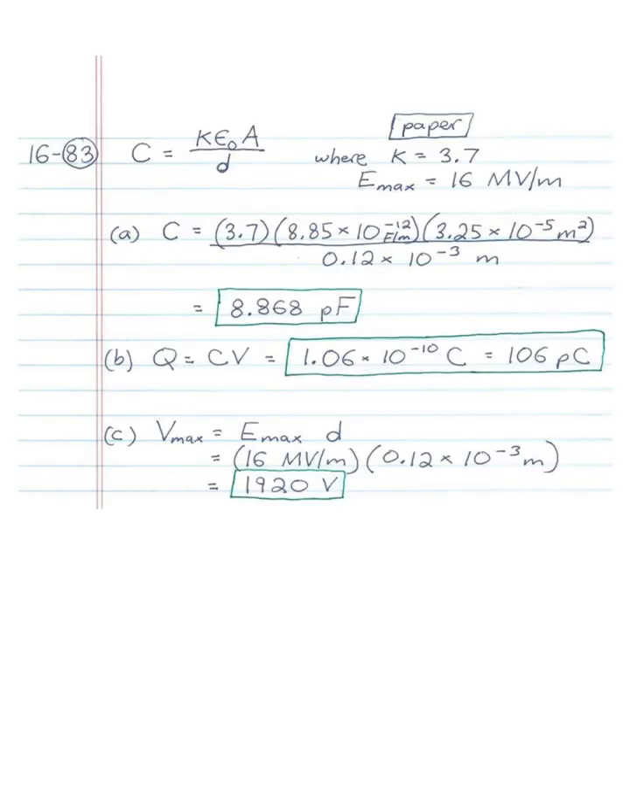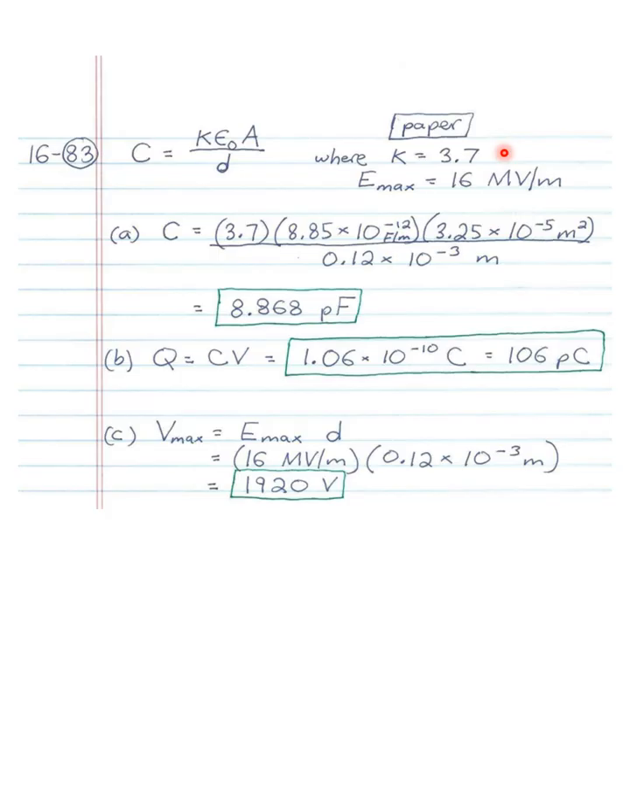Number 83, parallel plate capacitor. It gives the area, gives the distance. There's paper insulation between the plates, so find the capacitance, the charge on each plate when a potential difference of 12 volts is across the capacitor, and the maximum possible potential difference across the plates. We're going to use the capacitance equation that involves dielectric constant kappa. It says paper, we look up in the table in the book, kappa is 3.7.